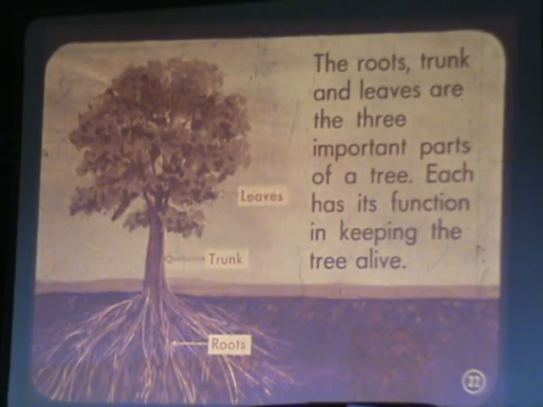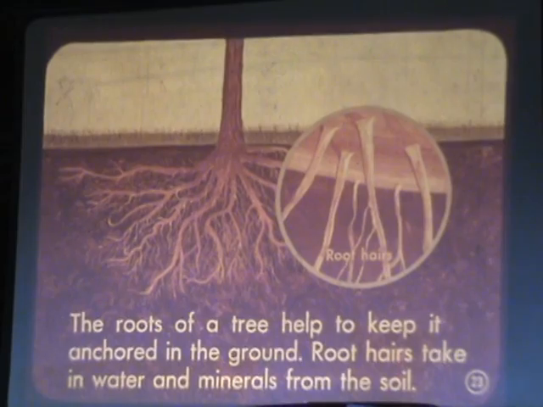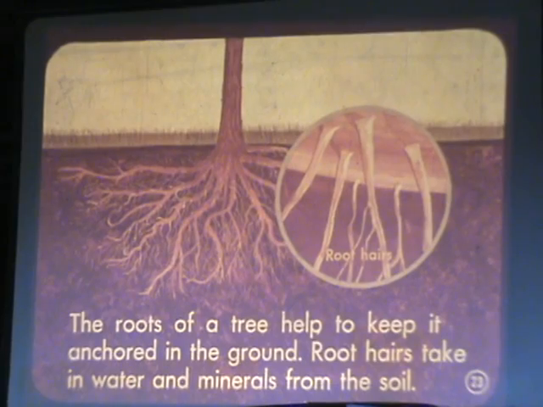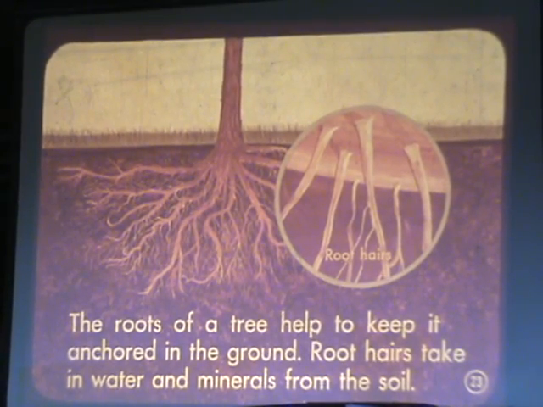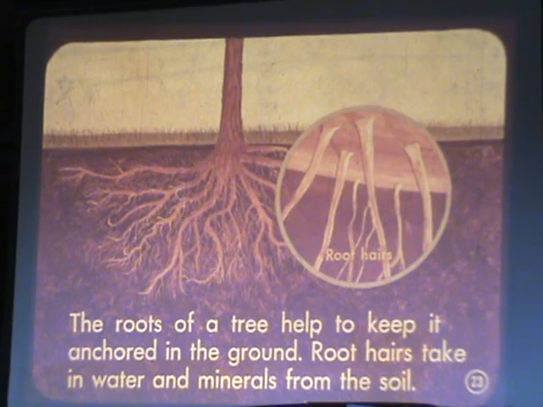The roots, trunk, and leaves are the 3 important parts of a tree. Each has its function in keeping the tree alive. The roots are in the ground, the trunk gives it support, and the leaves are at the top. The roots of a tree help to keep it anchored in the ground. Root hairs take in water and minerals from the soil. The close-up there is of the root hairs.